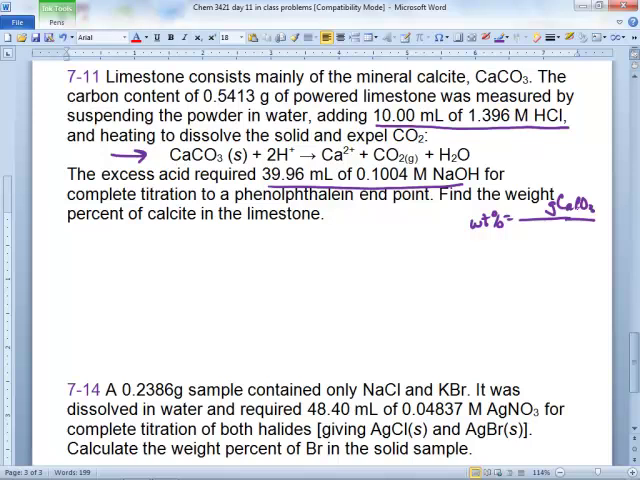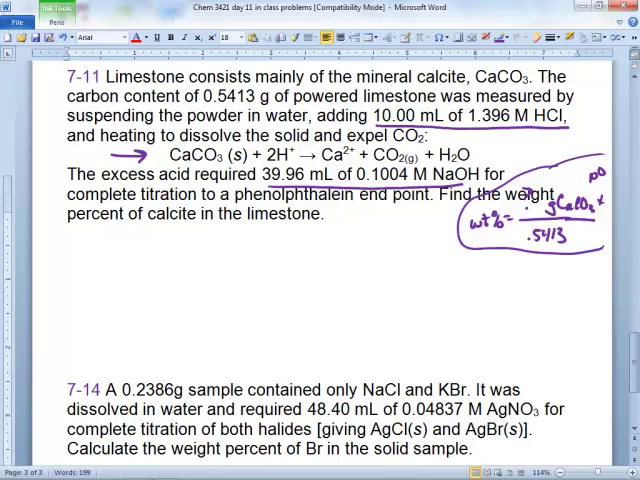Now we don't know the grams of calcite. We're going to find it. But what's the total grams? It's up there, 0.5413, and then times 100. Okay, so this is the big game plan right here. We just have to get the grams of this calcium carbonate.